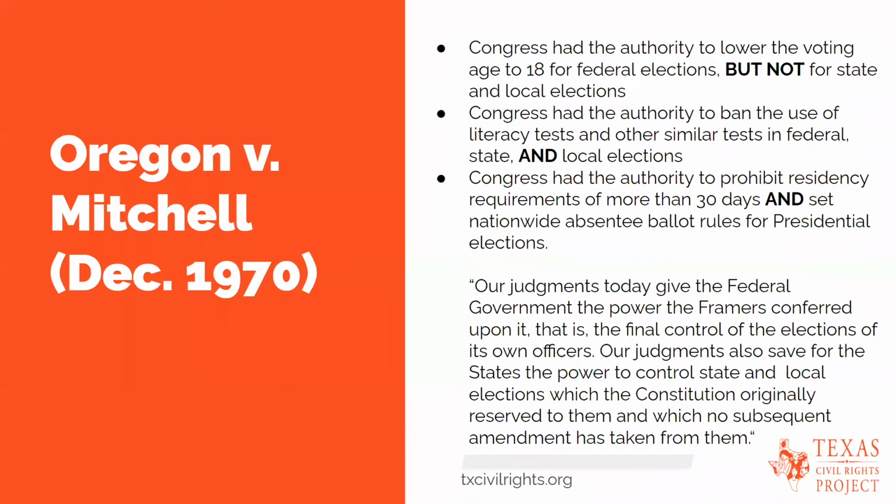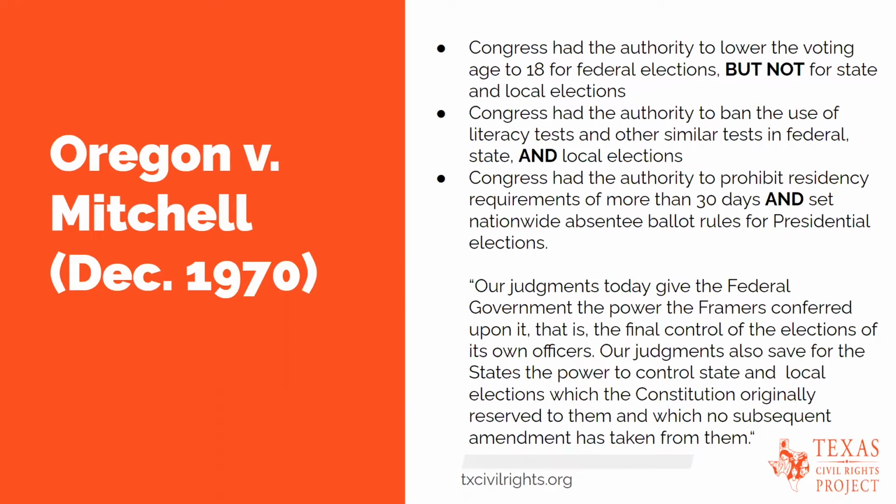So for our purposes, I wanted to focus on three main holdings from the case. One, the Supreme Court held that Congress had the authority to lower the voting age to 18 for federal elections, but not for state and local elections. Two, Congress had the authority to ban the use of literacy tests and other similar tests in federal, state, and local elections. And then three, Congress had the authority to prohibit residency requirements of more than 30 days and set nationwide absentee ballot rules for presidential elections only.